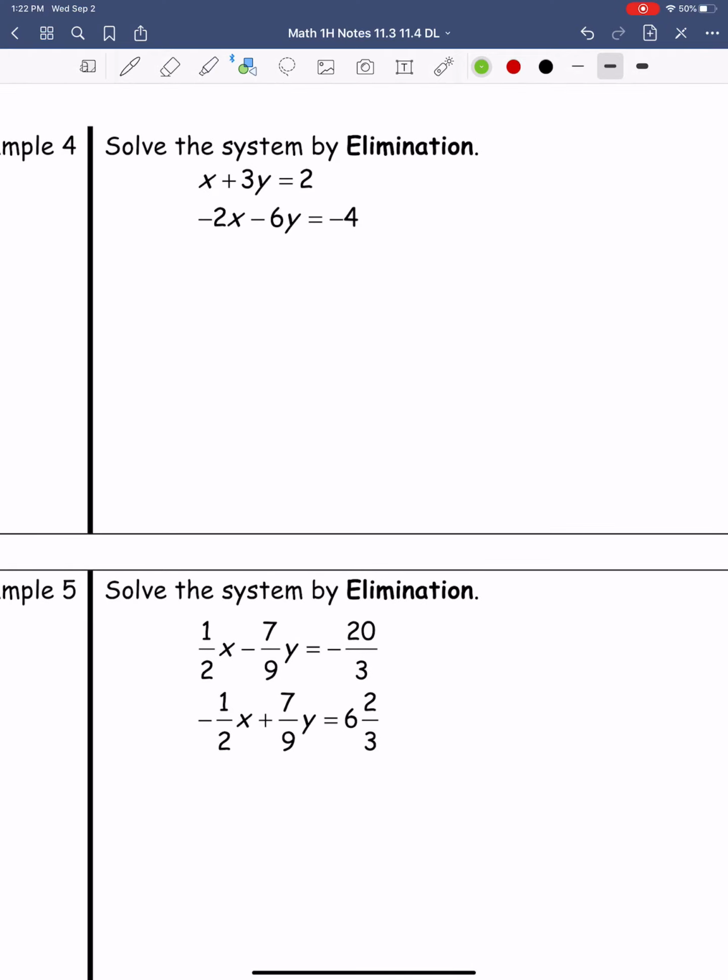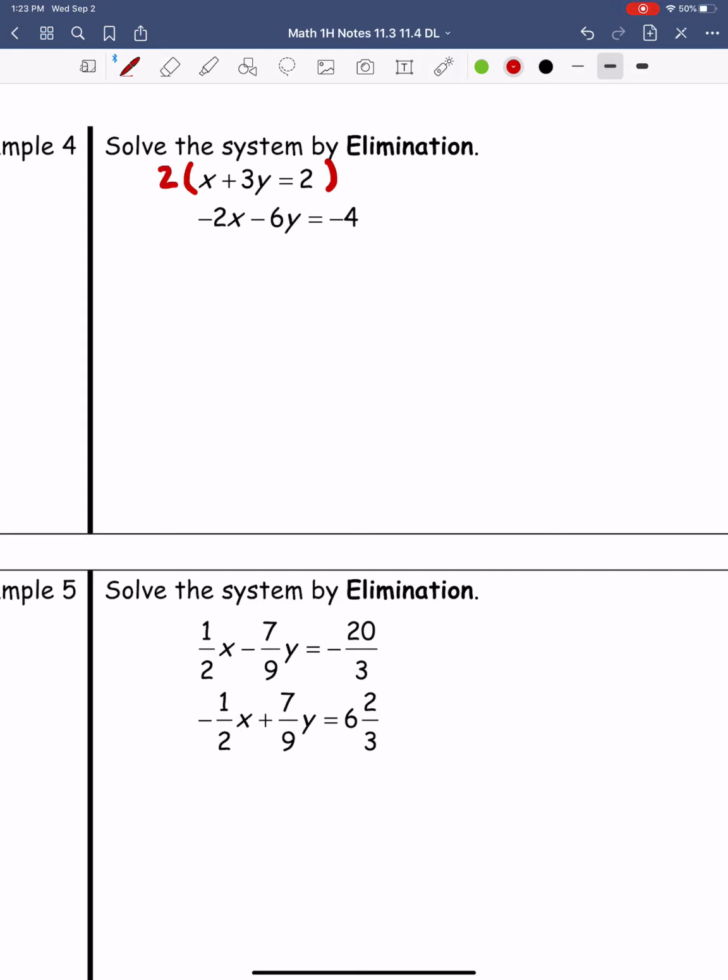So same start here, right? We can see this is nice. They've already got it set up. X and Y above each other, numbers on the right side. So that's all good. Okay, we need to get something to be opposite. So what I'm going to do is get these X's to be opposites. This is negative 2X. I want this one to be positive 2X. So I'm going to go ahead and multiply the entire equation by 2.